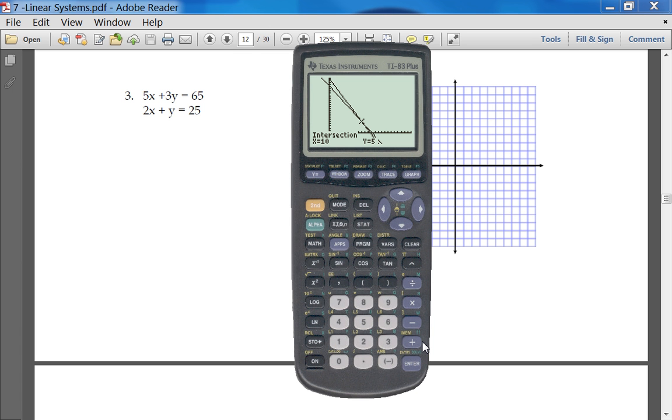And then here's a quick double check. Plug in a 10 into X. 2 times 10, 20, plus 5, 25. So it works for the bottom equation. Plug in a 10 here. 5 times 10, 50. Plug in a 5 there. 3 times 5, 15. 50 and 15 makes 65. So it's a quick check like that.